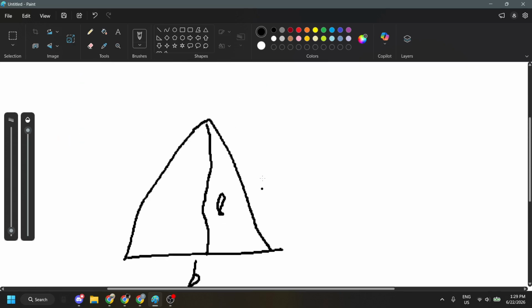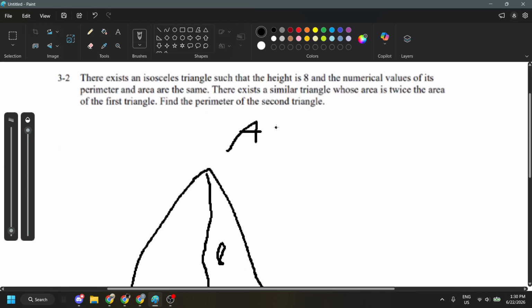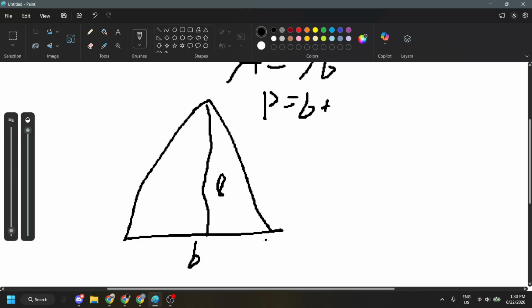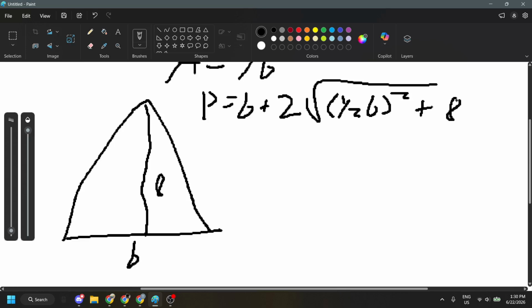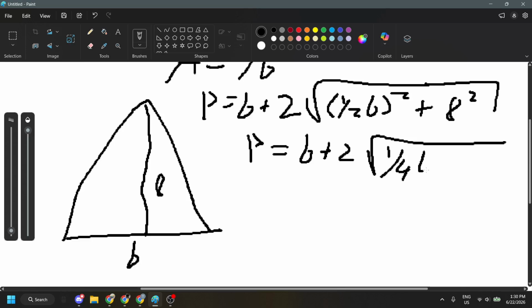So if we call this base b, we're saying that the area is equal to 1/2 times 8 times b, or 4b. And we're saying that the perimeter is equal to b plus 2 times the square root of (1/2 b) squared plus 8 squared. So perimeter is equal to b plus 2 square root of 1/4 b squared plus 64.